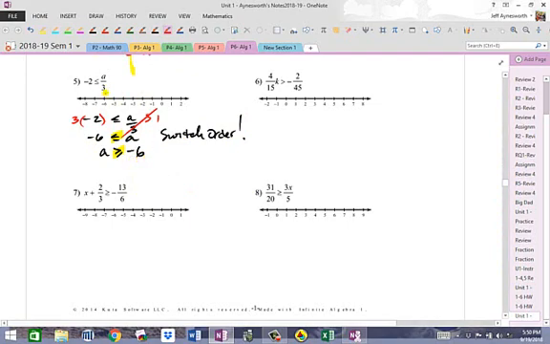Okay, so look at a reference point right there. Negative 6 is a solution because of the equal sign here. All numbers greater than that lie to the right.